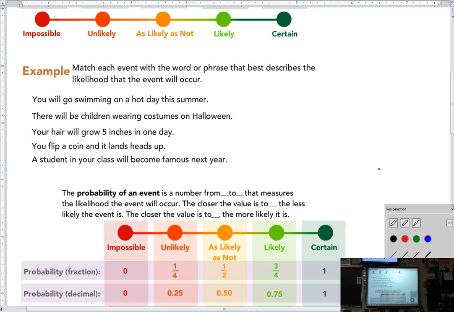I'm going to do cards for all these. Colin, what do you have for the probability that you will go swimming on a hot summer day? I said likely.